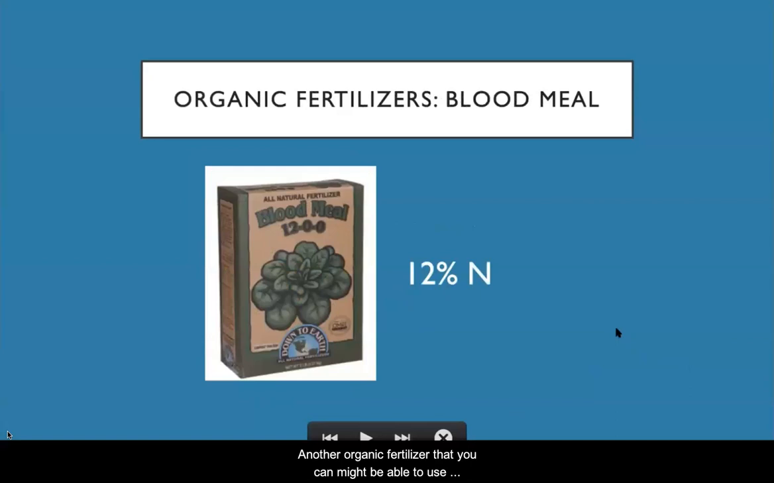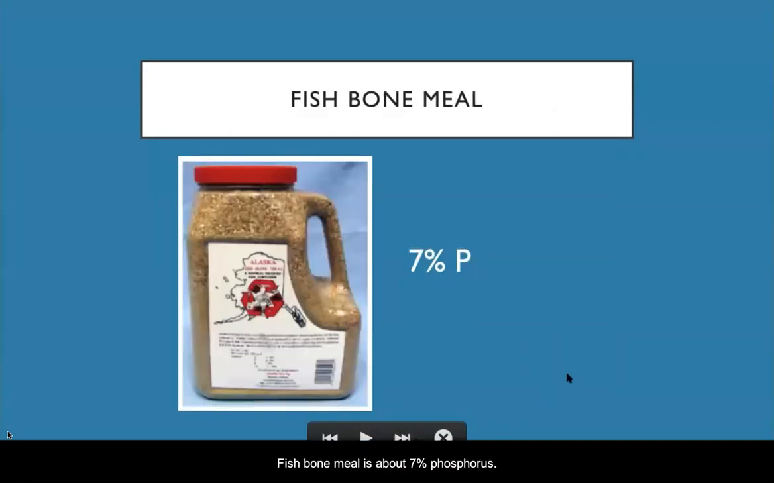Another organic fertilizer that you might be able to use is blood meal. It has about 12% nitrogen. This is very commonly used. Fish bone meal is about 7% phosphorus. It also has a little bit of nitrogen in it, but the main thing we go for with fish bone meal is the phosphorus.